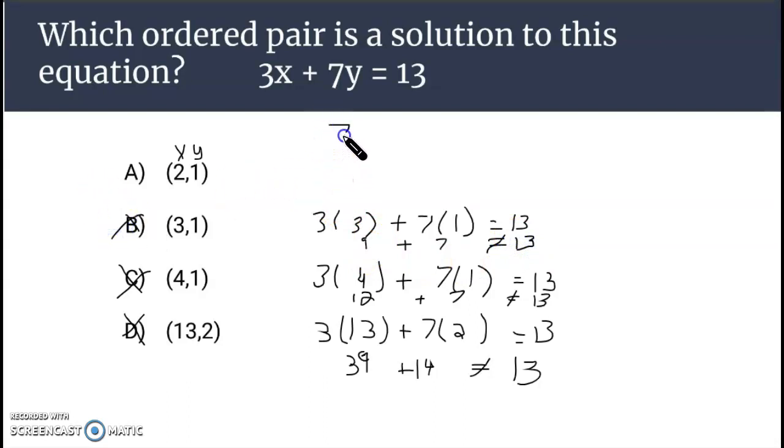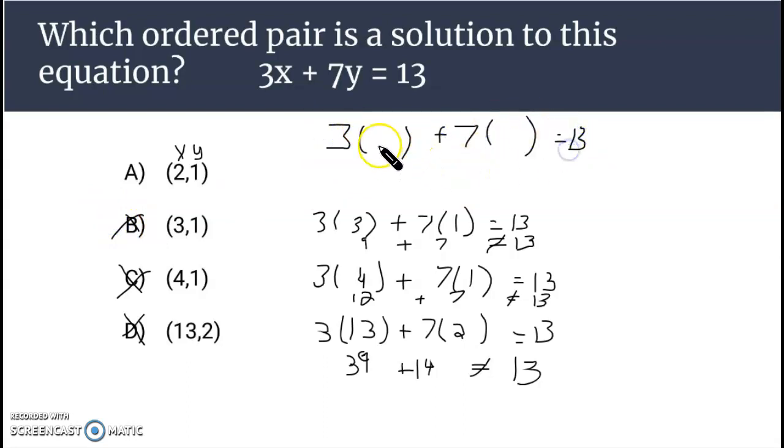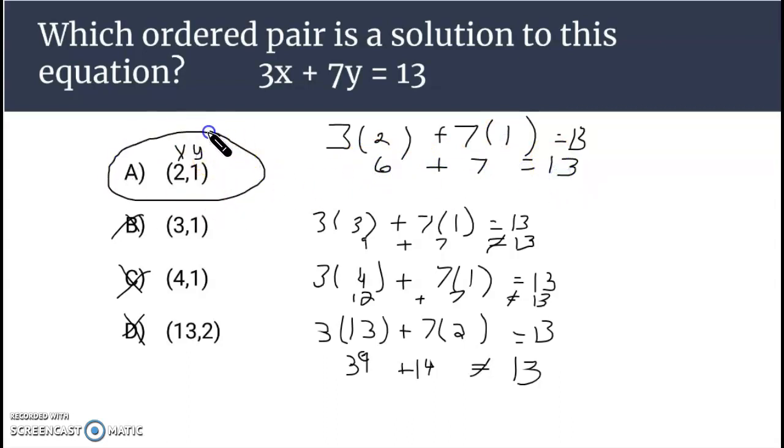Let's verify. 3 times x plus 7 times y. Does that equal 13? Well, the x is 2, the y is 1. 3 times 2 is 6. 7 times 1 is 7. There we go. 6 plus 7 equals 13.